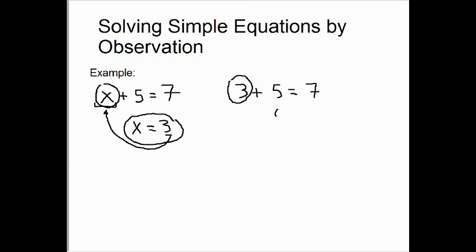When we add 3 plus 5, we get 8 on the left-hand side of the equal sign. And on the right-hand side of the equal sign, we have 7. Well, this is not a true statement.